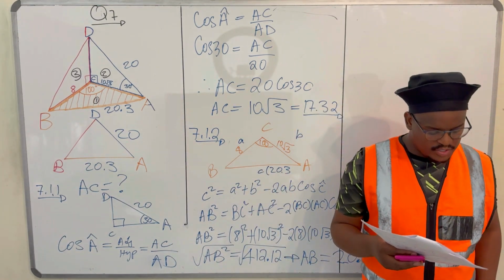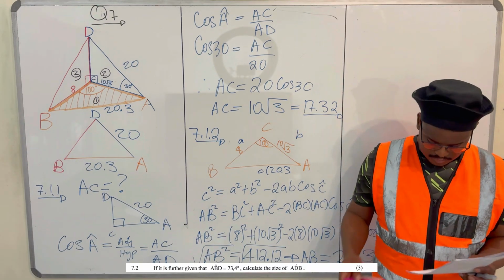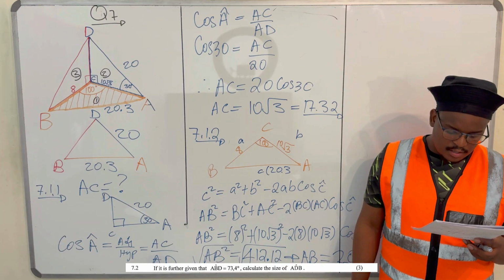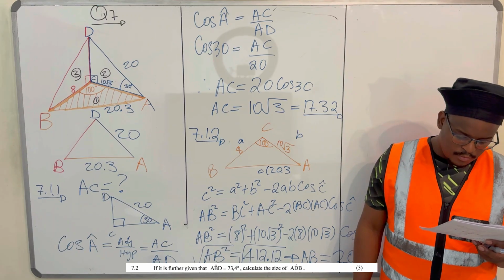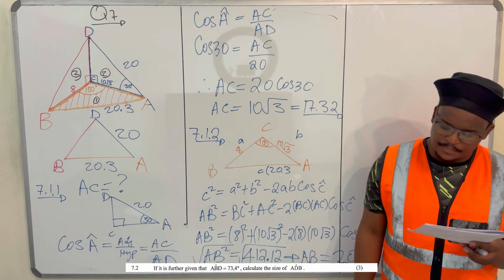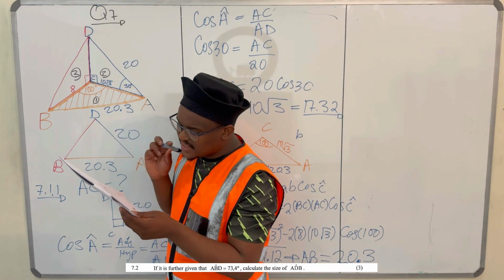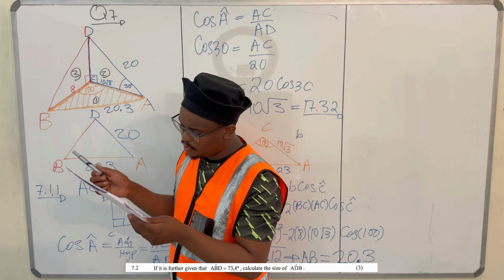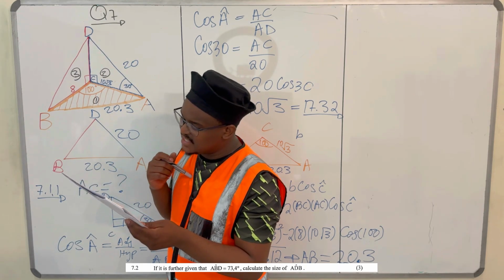We'll go to the next question, which I believe is the last one. What are they saying? They are saying to us now, it is further given that angle B between AB and BD is equal to 73.4. Calculate angle D, which is the angle between AD and BD. Let's go to this diagram of ours. They are saying it is further given that angle B between AB and BD is equal to 73.4. Calculate the size of angle D, the angle between AD and DB.